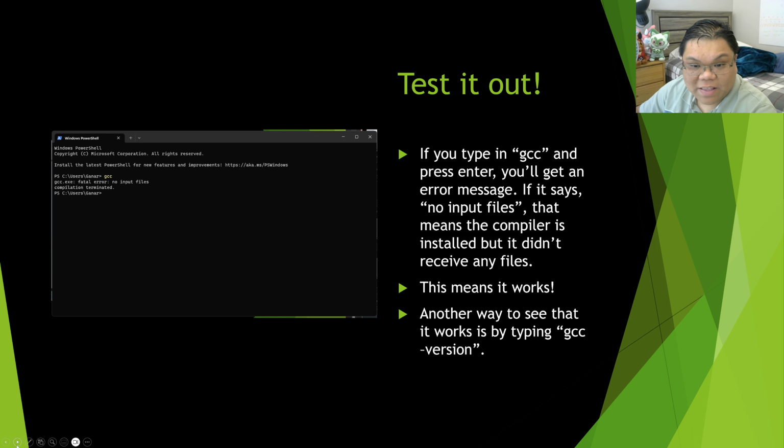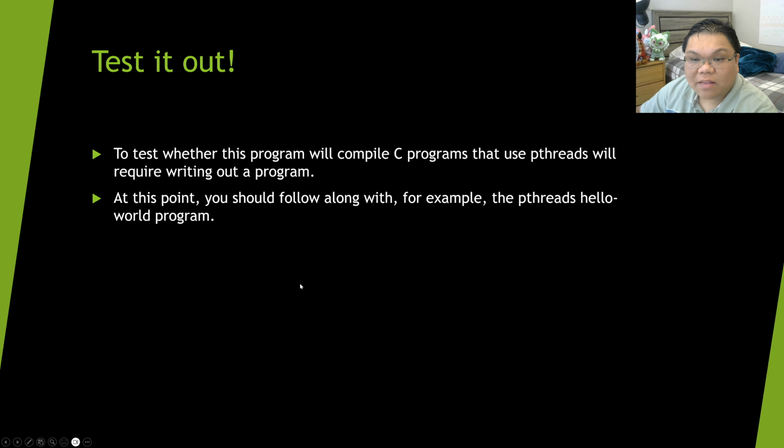Okay, we got the compiler to work. How about the pthreads? Well, to test whether this program will compile C programs that use pthreads, we need to write a test program. I went through the Hello World program already about last week, so I'd like to go through an example program that uses pthreads. It's the pi estimation program.